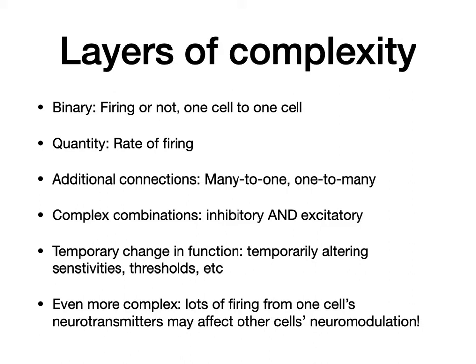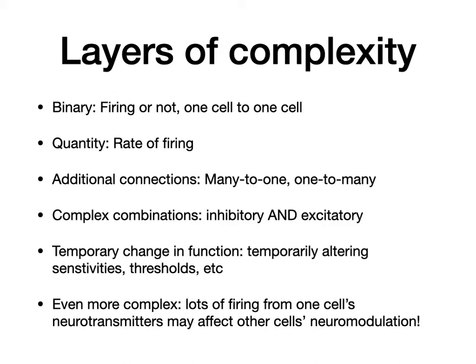Now, that's where it stops, because then we get into temporarily altering sensitivities and thresholds, so we can change the function of cells based on the activity of other cells. Further, it gets more complex when neurotransmitters released from one firing cell might affect the neuromodulation of other cells in the region. So all this is to say, what seems like a simple single cell is able to do a lot more complex information maneuvering, changing, processing, and transferring than it might seem at first, because of the tools available to the cell.